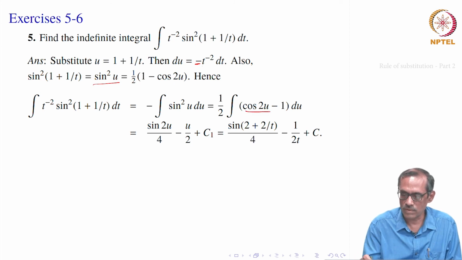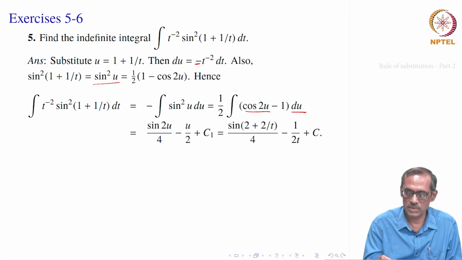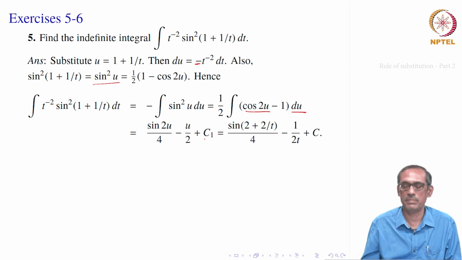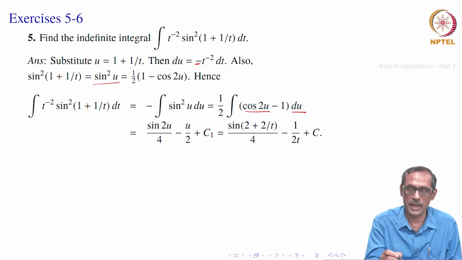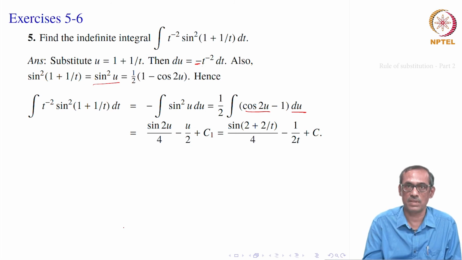Now, integral of cosine 2u du gives you sin 2u by 2 and the half is here. So, it is sin 2u by 4 and minus 1 gives minus u, half is there, plus C1, that is the indefinite integral. So, just simplify, because we have to simplify after putting in the substitution, it is in u now, it has to be transferred to t.